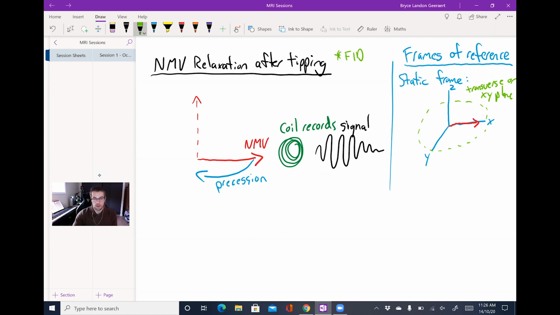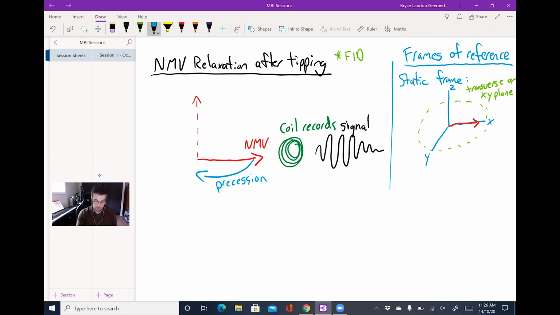Transverse or XY plane. Hopefully that's relatively reachable. Maybe I'll improve my plane word. And in this frame, the X, Y, and Z axes are rigid, which means that if our NMV is precessing, we can see it spinning essentially.